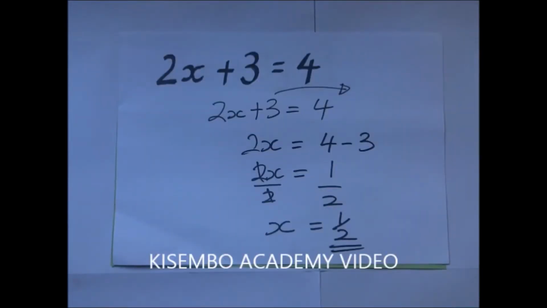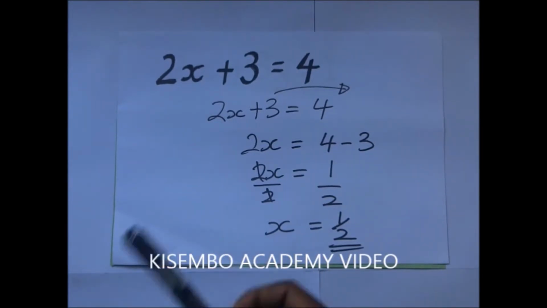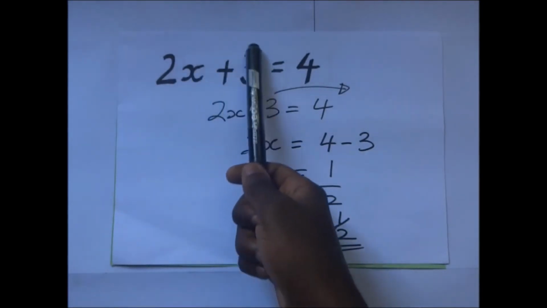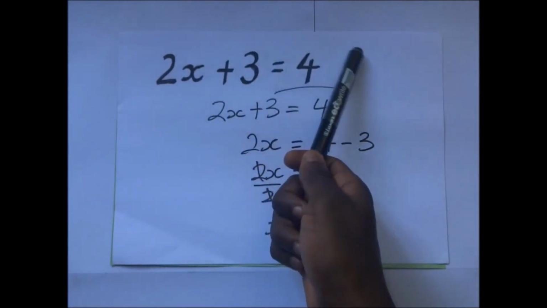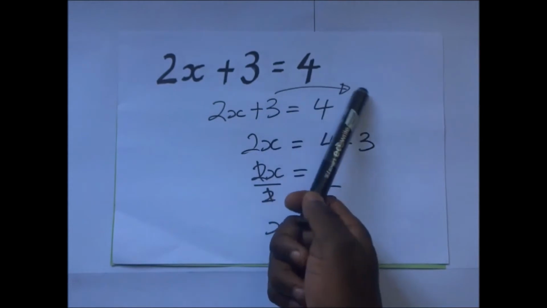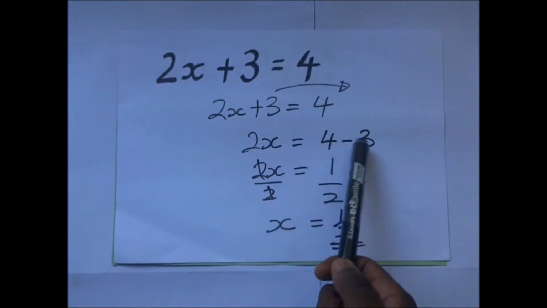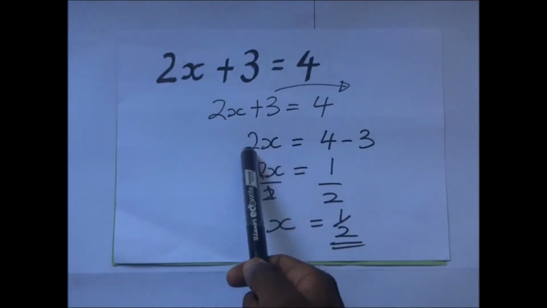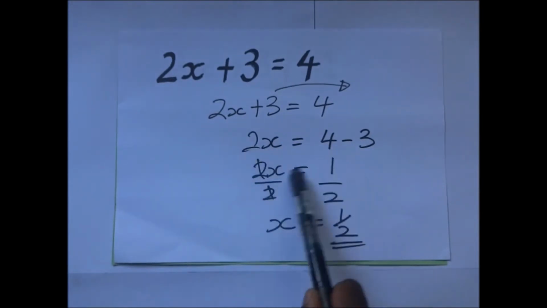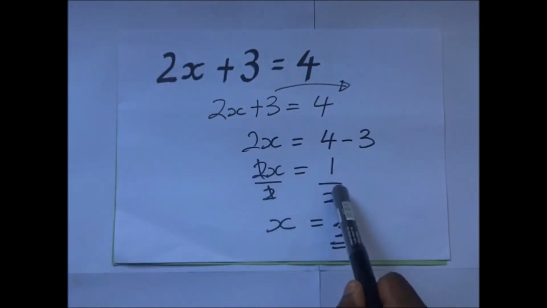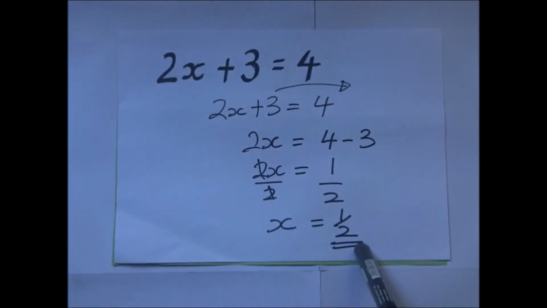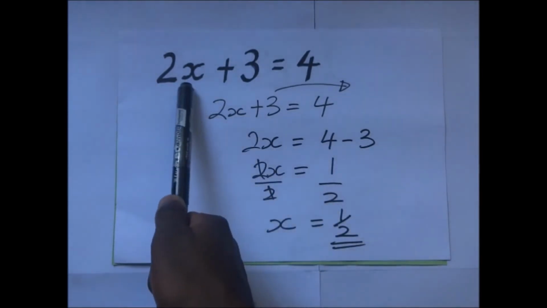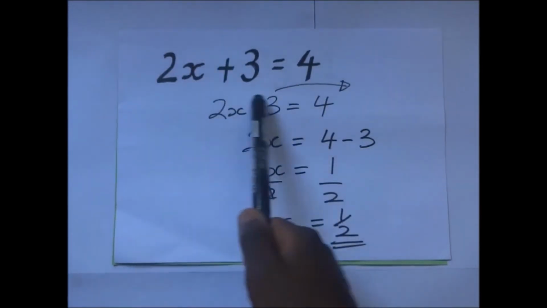Before, we were looking at algebraic expressions with just one variable. For example, if you look at this equation, we have 2x plus 3 is equal to 4. To find the value of x, of course, we are going to shift 3 to that side. When we shift 3 to that side, it becomes 4 minus 3. We remain with 2x on this side. When we divide both sides by 2, we shall end up with our value of x as a half. That is when we have one variable in the algebraic expression.